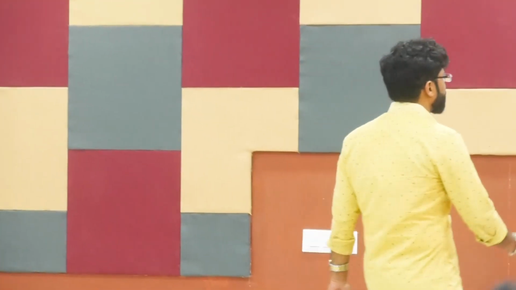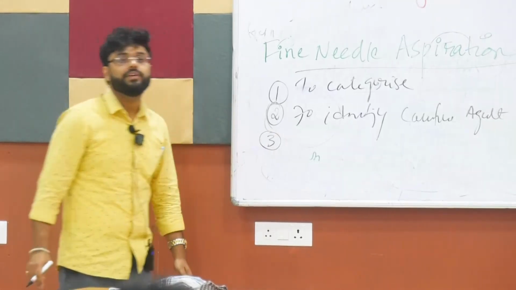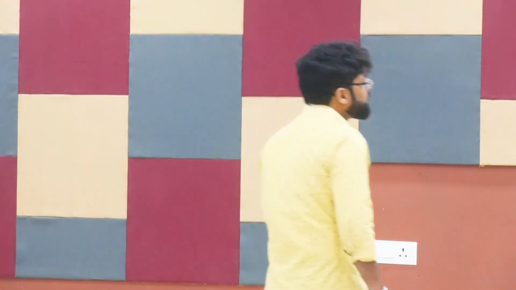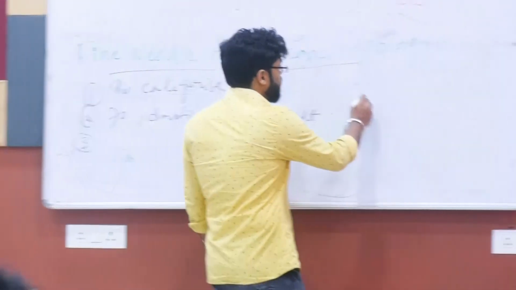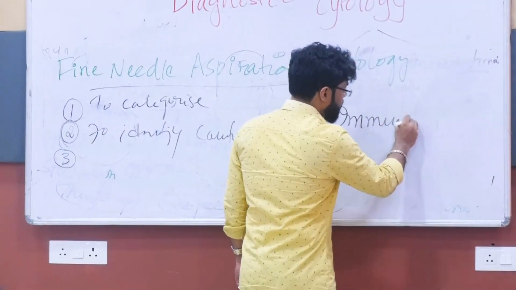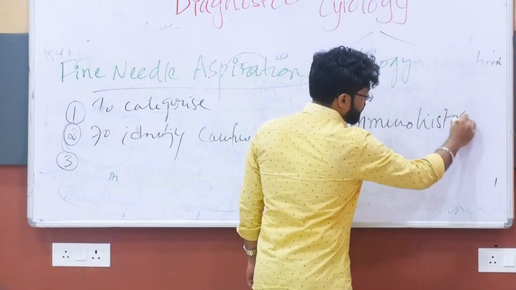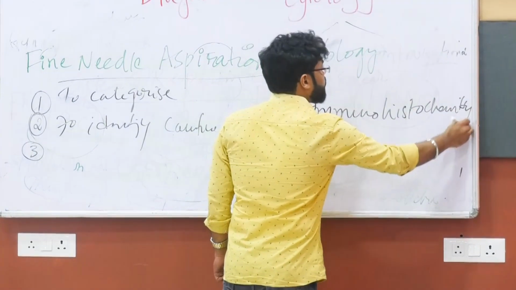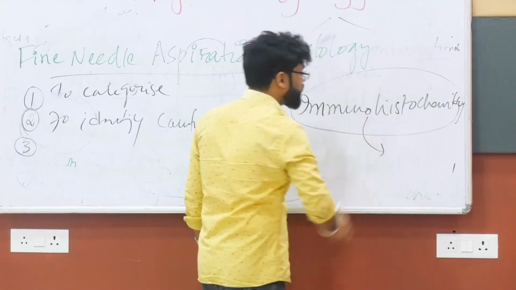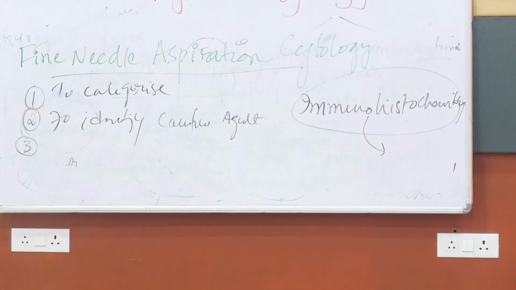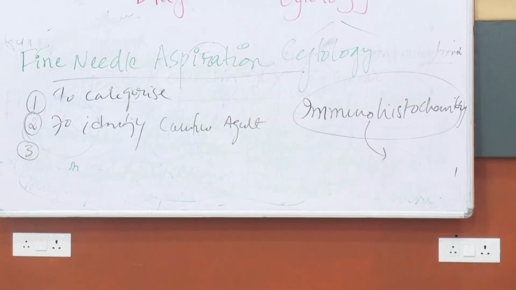Third is the FNAC sample. From that FNAC sample, that sample can be a tool for further investigation, specialized investigation. One specialized investigation is immunohistochemistry. What is immunohistochemistry? It is helpful to identify a specialized group of cells by their tumor marker.